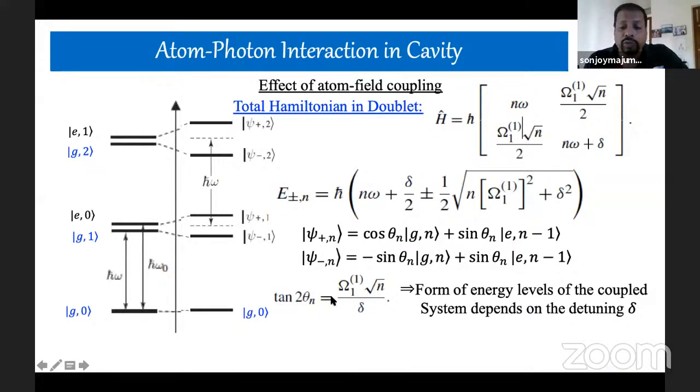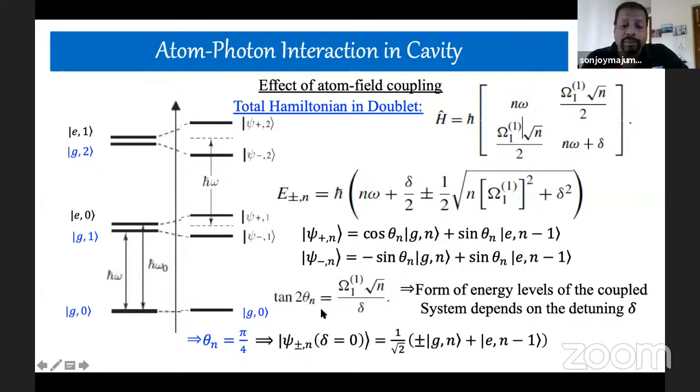So you get back the states. If you want to see that, I'll show in the next slide how this coupling is varying with respect to delta.